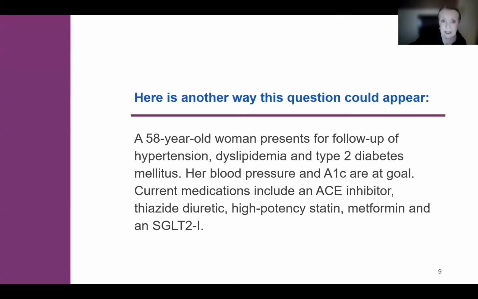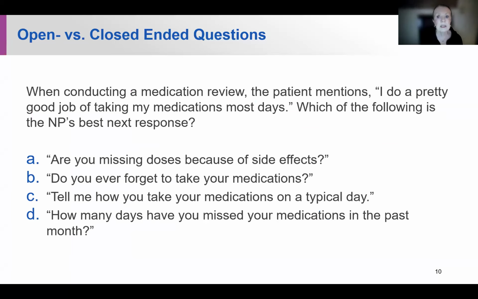I'm going to go back a slide here. Okay, ACE inhibitor cheap, thiazide diuretic cheap, statin cheap, metformin cheap, SGLT2I not cheap. These are all branded drugs, so they are expensive. They are expensive. And so which of the following is the NP's best response?